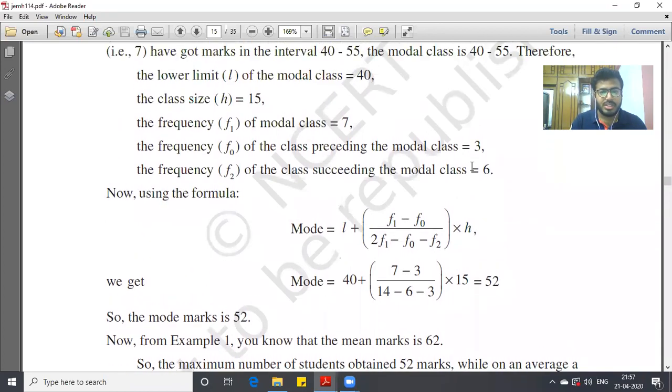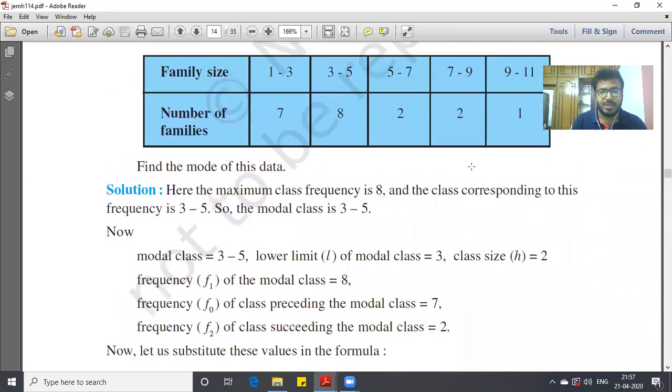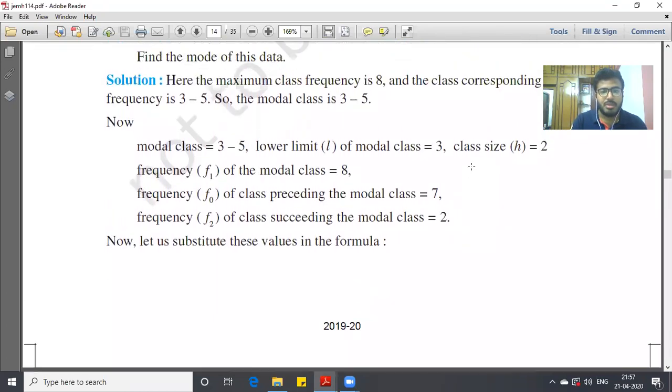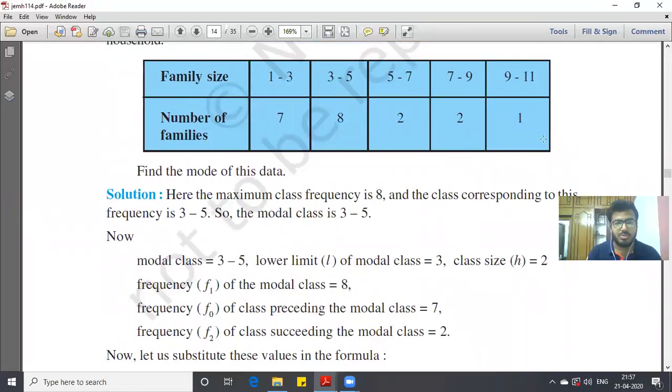Okay. So in this, first you have to remember there is a model class. Highest frequency will be the model class. Uska jo lower limit hai. Now look here, in this question highest frequency is 8, so this 3 to 5 will be the model class. L value will be the lower limit, that is 3. This one, 8 value will be f1. 8 से पहले वाले जो है preceding, that is known as the f0, and succeeding is the f2. So f1, f0 and f2.